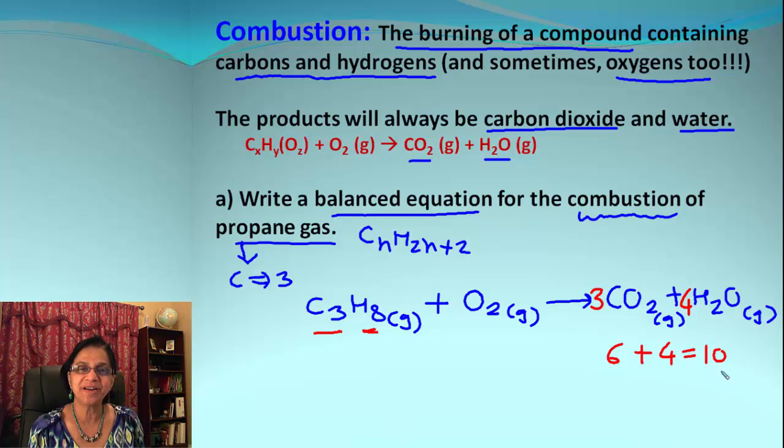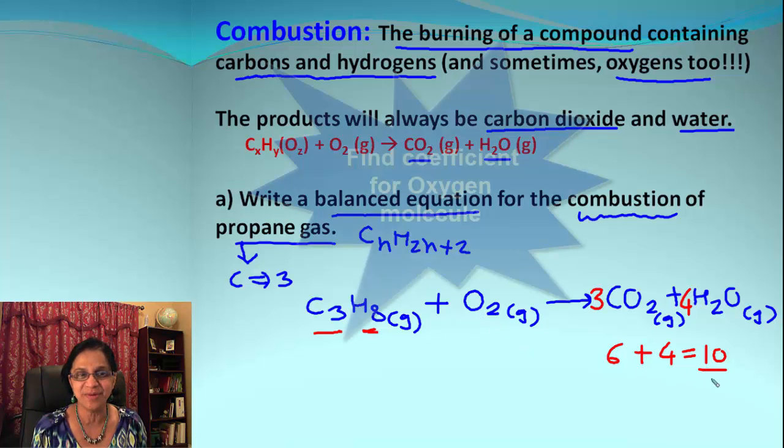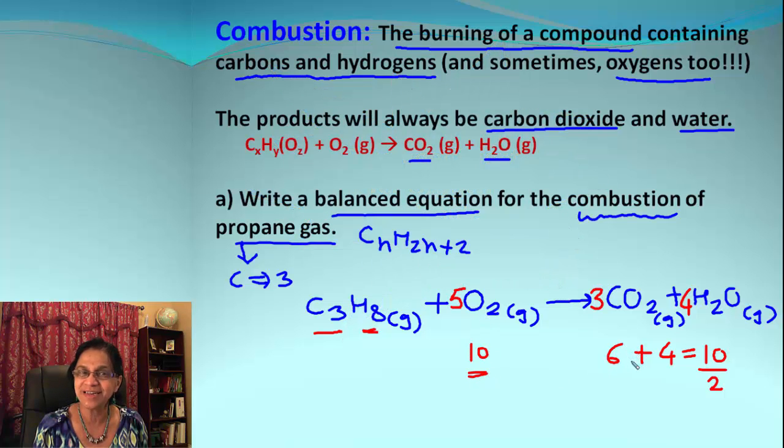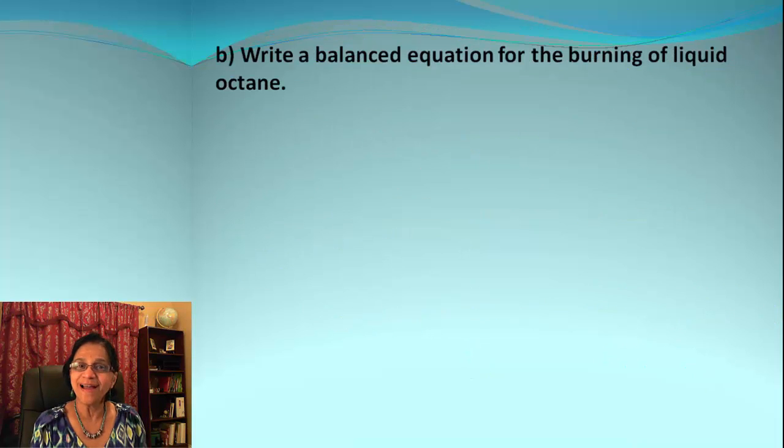Now this number must match with the number of atoms from the reactant side. And we have O2, a diatomic, on the reactant side. That means we have to divide that 10 by 2 and get the coefficient 5O2. So 5 times 2, we end up having the same number of oxygen atoms and the reaction is perfectly balanced. Alright, let's move on to the next problem.